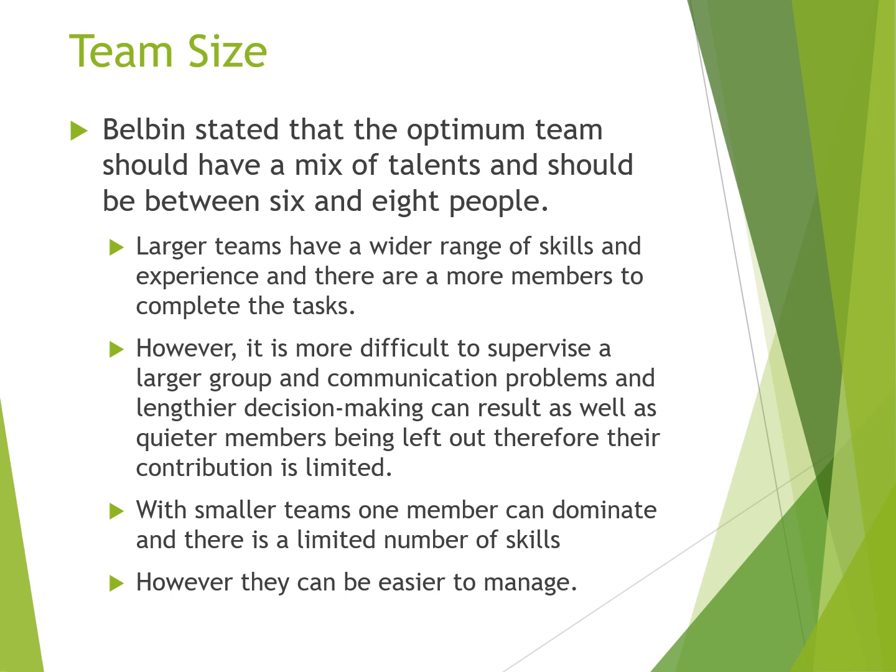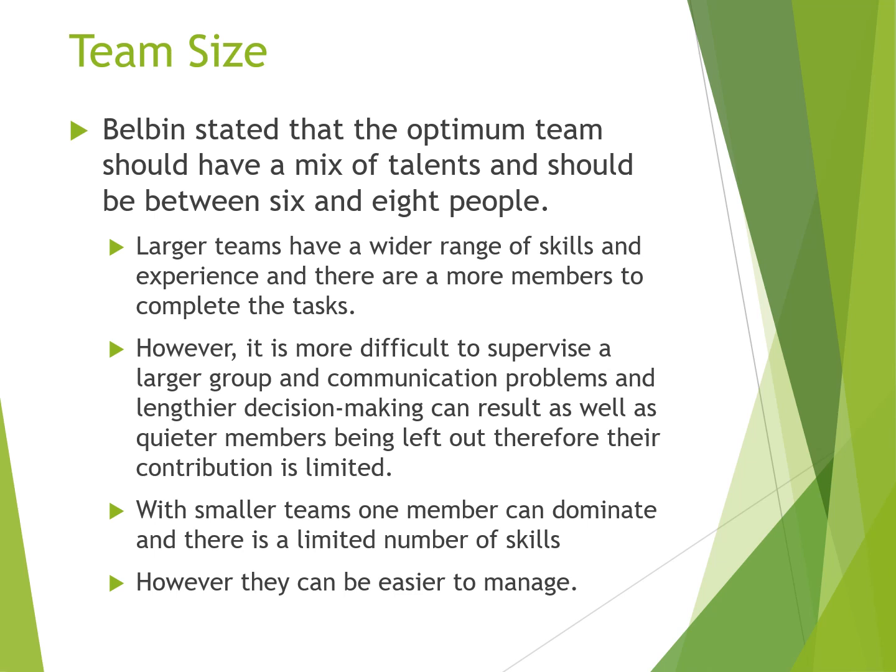So team size is really important to teams, and Meredith Belbin was someone who was very into teams, and Meredith stated that the optimum team should really have a mix of talents and they should really be between 6 to 8 people. Now there's a reason for that, and the reason was that larger teams have got a wider range of skills and experience and there are more members to complete the tasks. However, it becomes more difficult to supervise a larger group, and communication problems and lengthier decision making can take place, and this can really hold the team back from coming to their final decision.